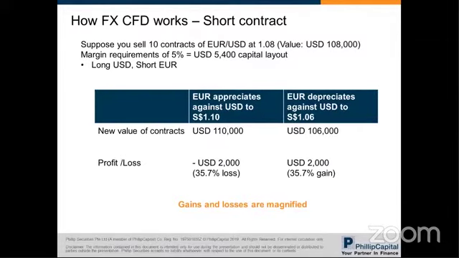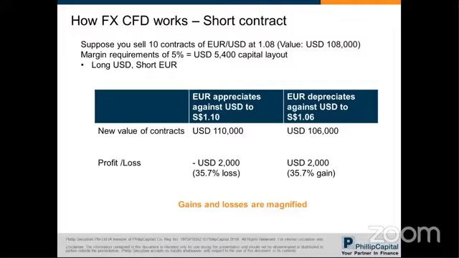Likewise, if we decide to do a short contract, that means you're going to take a short position. For example, for EUR/USD, you're quite bullish about USD relative to euros, so you will short, or sell off, 10 contracts of it. With 10 contracts at the price of $1.08, the contract value will be $108,000.